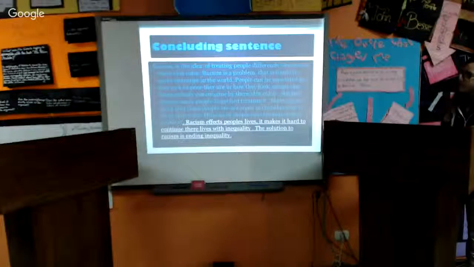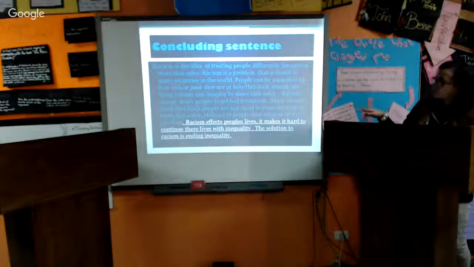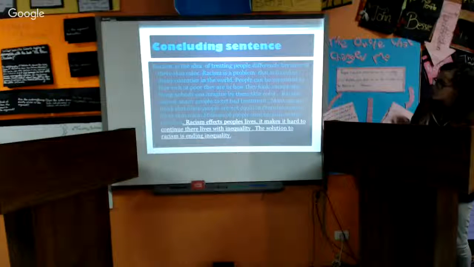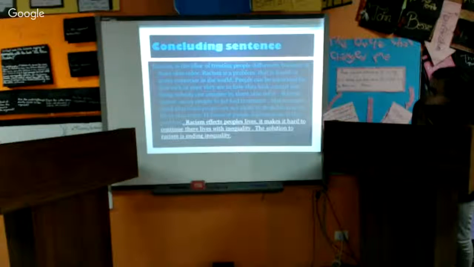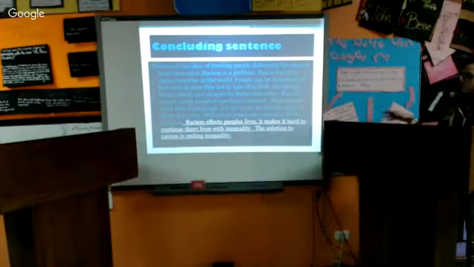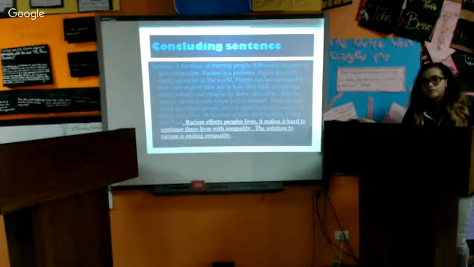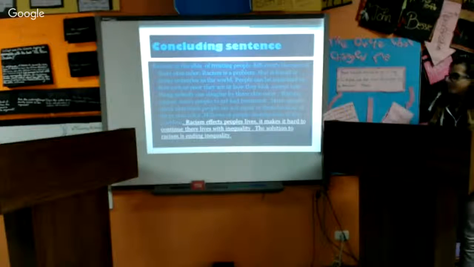Concluding sentence. The concluding sentence here is: racism affects people's lives. It makes it hard to continue their lives with inequality. The solution to racism is ending inequality. This is the concluding sentence here. It gives the summary of the main idea of the paragraph.